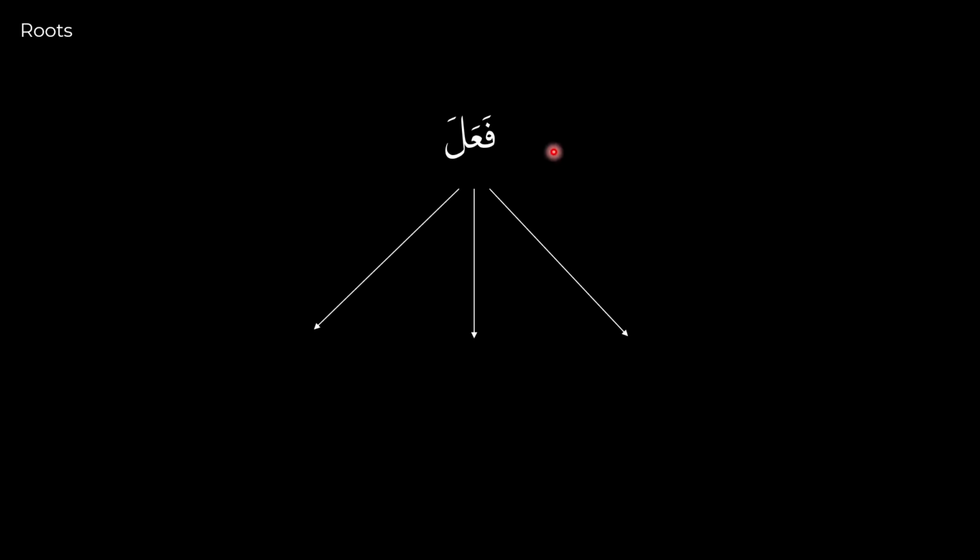So take the root fa'ala with the letters fa, ayn, and lam. With those letters, we can actually produce more words. If we change the fa to have a kasra, the ayn to have a sukun, and the lam to have a dhamma, we create a brand new word. If we take the fa and add an alif to it, then on the ayn we put a kasra, and on the lam we have two dhammas, we create once again another word.